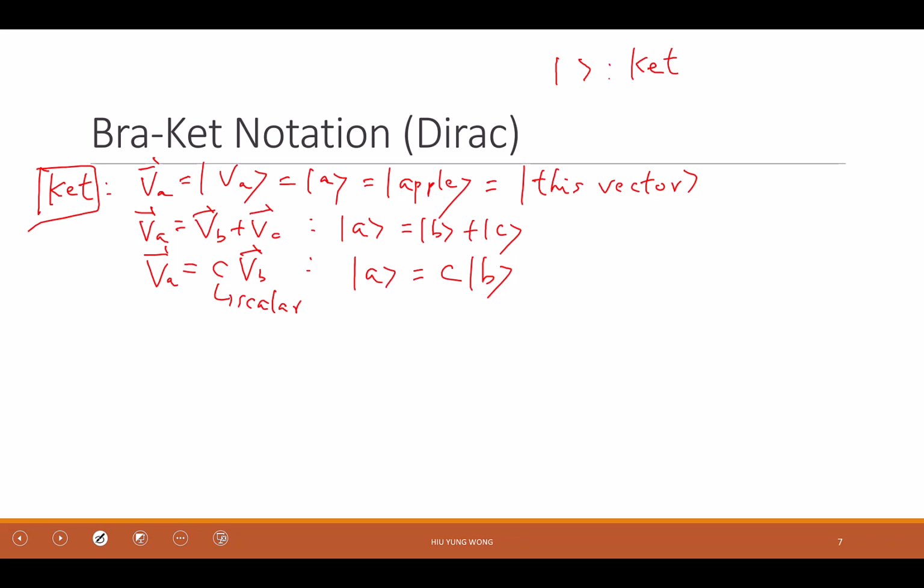But Dirac came up with something called bra. And after this, you know why they are called bracket. What is a bra? It's the dual space of the ket space. Now, your vectors form a space.